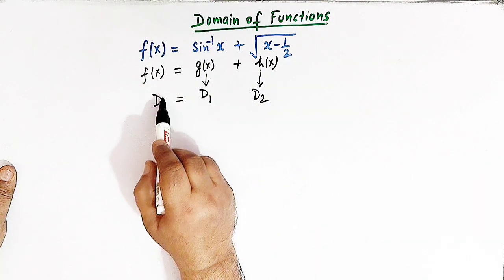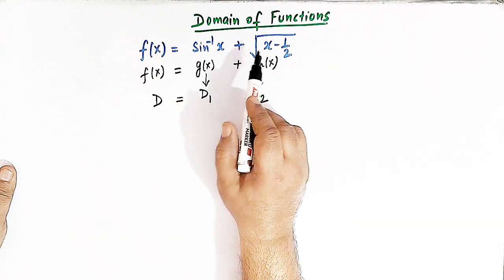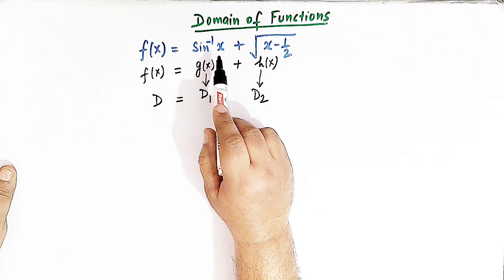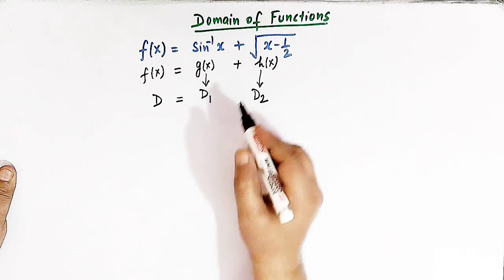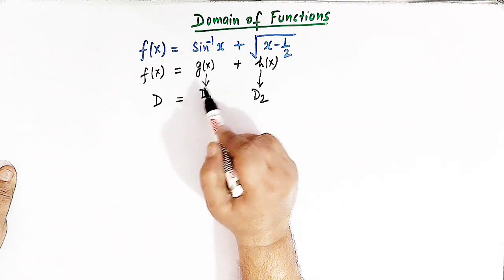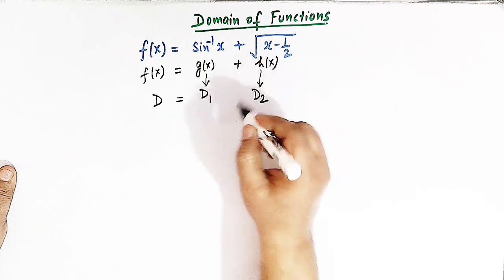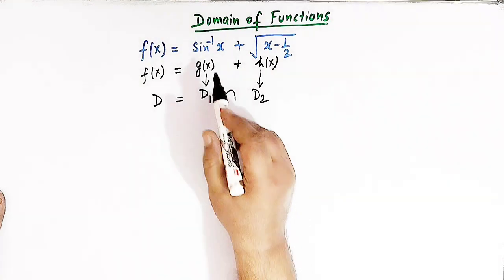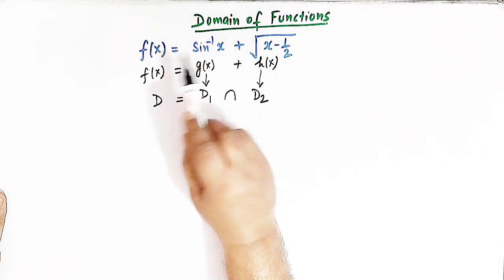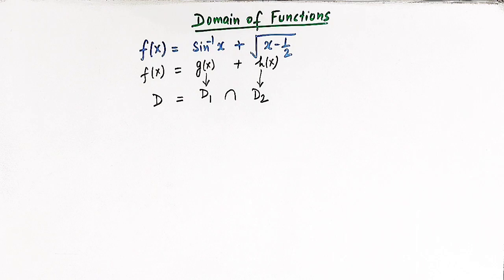So the domain of f of x is given by the common values of x which satisfy sine inverse x and square root of x minus half simultaneously, right? So first we'll find out the domain of this function, then we find out the domain of this function, and then we'll take the intersection of these two domains, right? So this is the concept behind finding out the domain of a function which is expressed as a sum of two or more functions.